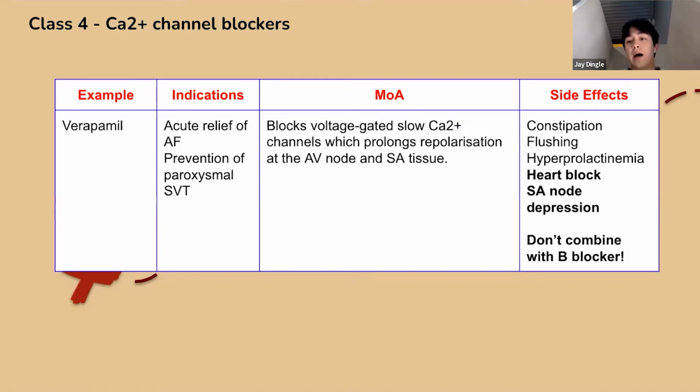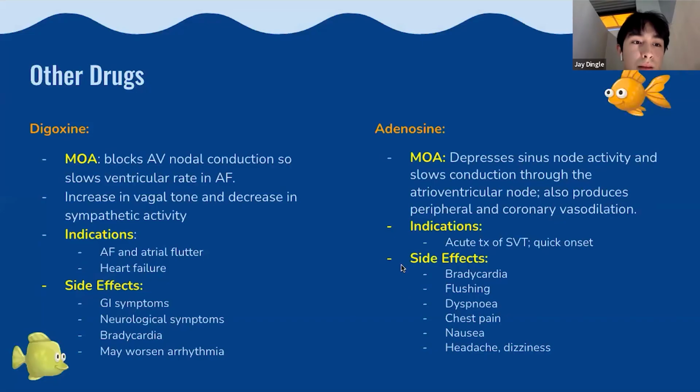So be sure in an exam question to recognize that we shouldn't be combining calcium channel blockers and beta blockers because of these heart side effects. So we've got blockage of voltage-gated slow calcium channels, which prolongs repolarization at the AV node and the sinoatrial tissue. Two other drugs, we have digoxin.